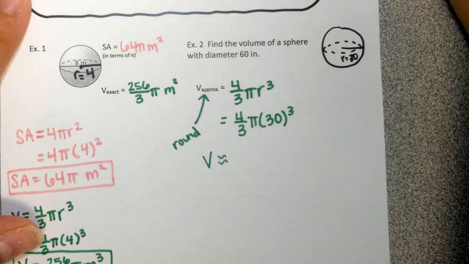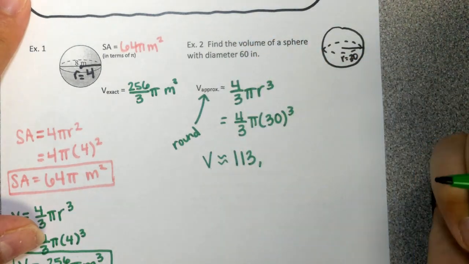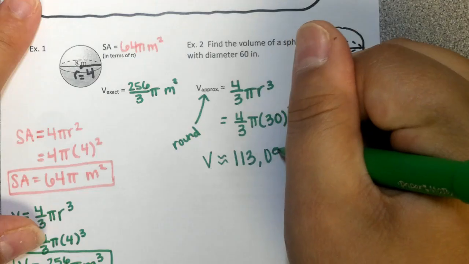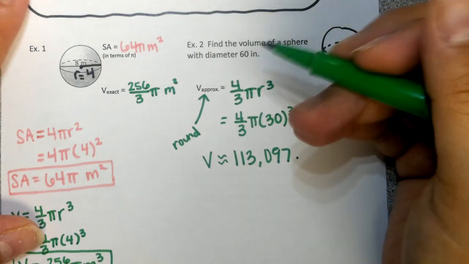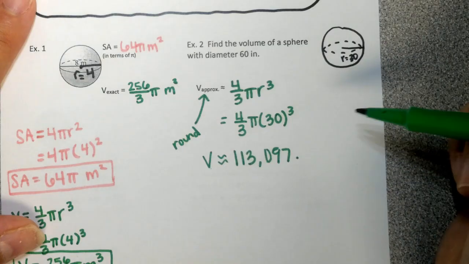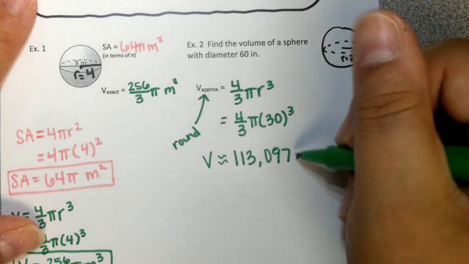So that's going to be 113,097 point, and it doesn't tell us what to round to. Yesterday it did, and we did not read that. We did that wrong. Oops. 336.